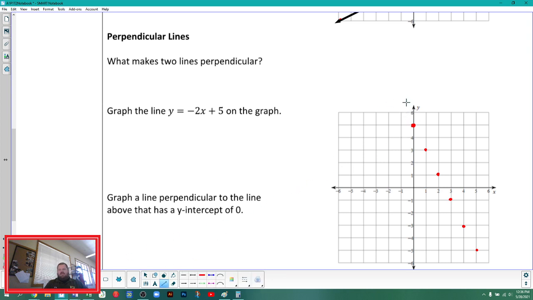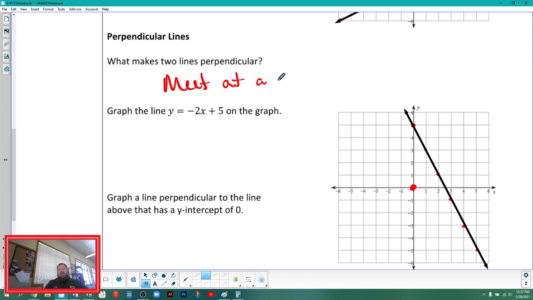Let's try that again. So it's a line that looks about like that. Now I want to graph a line perpendicular to it that has a y-intercept through 0. Well, what makes two lines perpendicular is that they meet at a right angle, or I'll say a 90-degree angle.